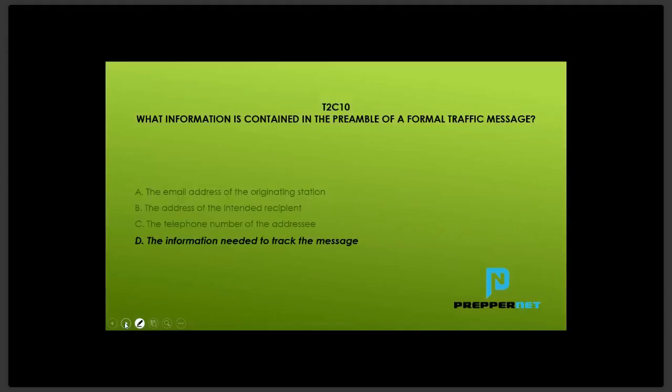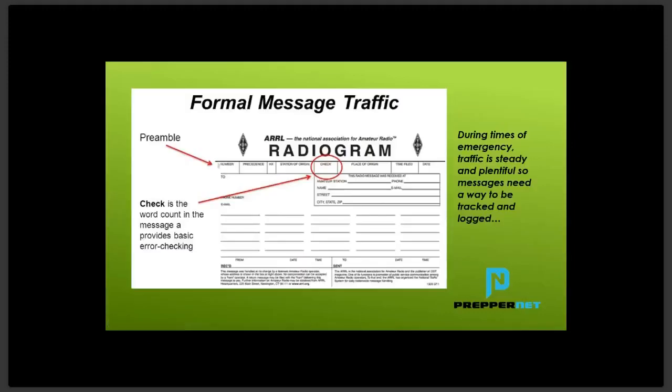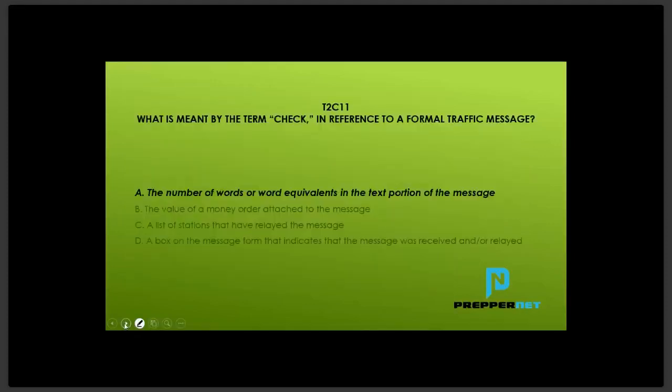But nevertheless, what information is contained in the preamble of a formal traffic message? So in the preamble is all of this. Okay? This whole part here is the preamble. And it basically is the part that is needed to track the message, to be able to tell where it's coming from, where it's going, what its importance is, its message number. It all goes right here. And again, remember I told you the check is the most important of all those. What is meant by the term check in reference to a formal traffic message? We've already discussed that, just the word count.